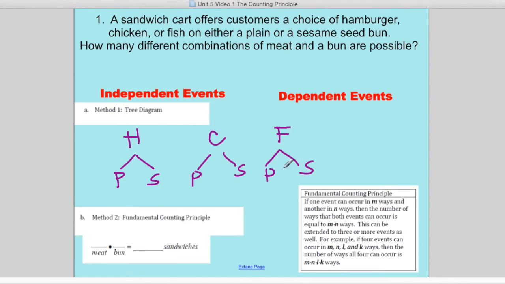So, how many total options do I have? 1, hamburger and plain, 2, hamburger and sesame. So this would be 1, 2, 3, 4, 5, 6. So, there are 6 sandwich options.